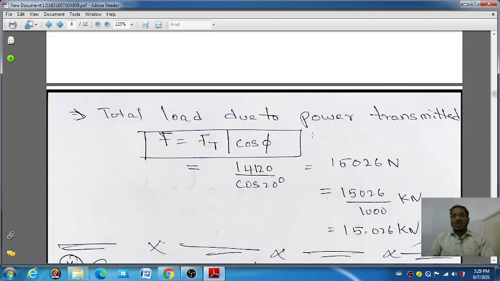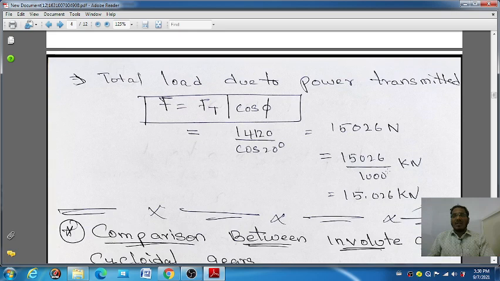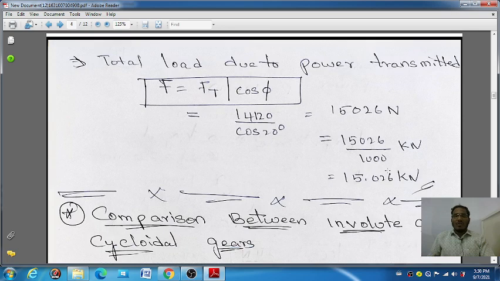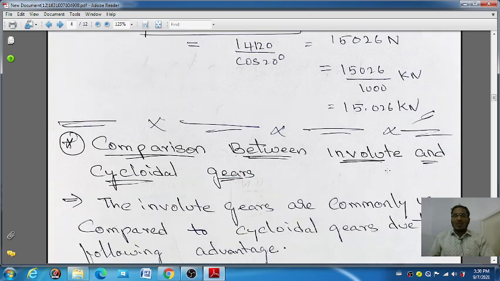The last thing is, the question is asking you to calculate the total load due to the power transmitted. Then F is equal to Ft by cos phi. Just now we got the value of Ft is equal to 1412, divided by cos 20. Then in the calculator you will get the value 15,026 Newton. If you want to convert this value into kilonewton, you have to divide by 1000. Then you will get the value 15.026 kilonewton.